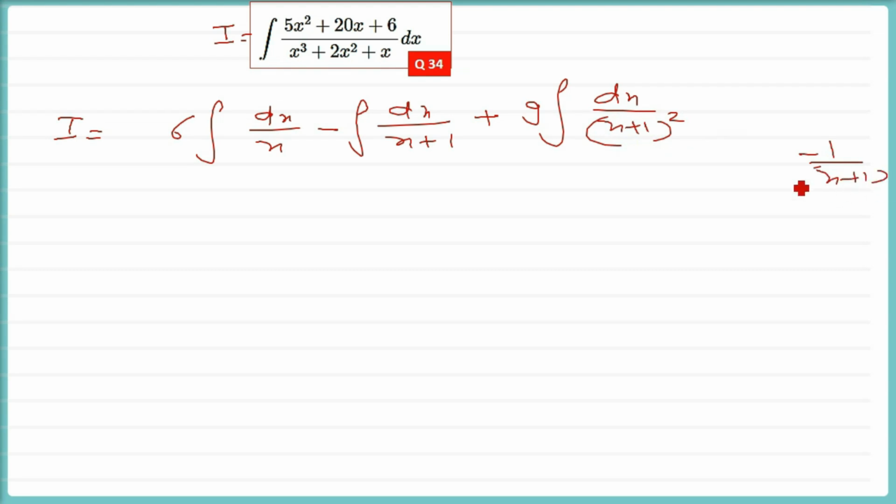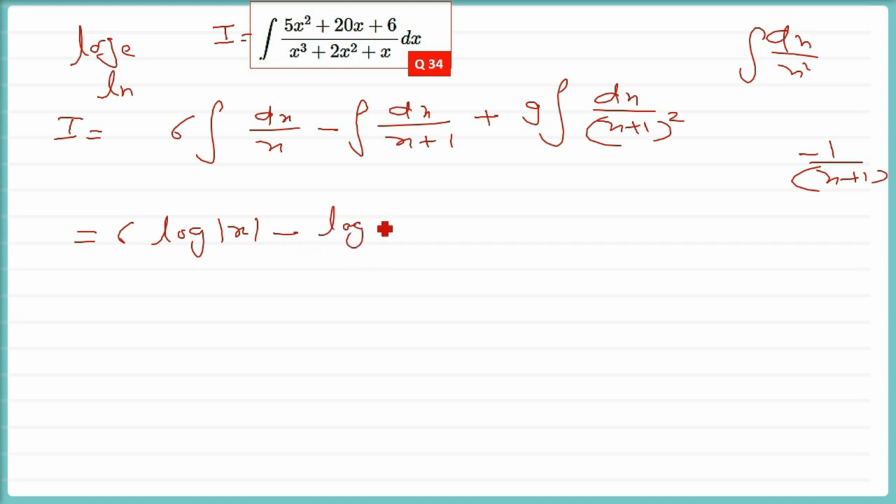Integration of x plus 1 whole square in the denominator is negative 1 by x plus 1, which we have done in question number 27 or the earlier question. It's just done with integration of dx by x square form. So 6 log modulus of x, log base e, you can call it ln. So 6 log x minus log modulus of x plus 1, and then we have a negative 9 into x plus 1 whole square integrated, which will form negative 1 by x plus 1, which we have already written. Now if you want, you can do log x raised to 6, then log a minus log b, but it's not required here.